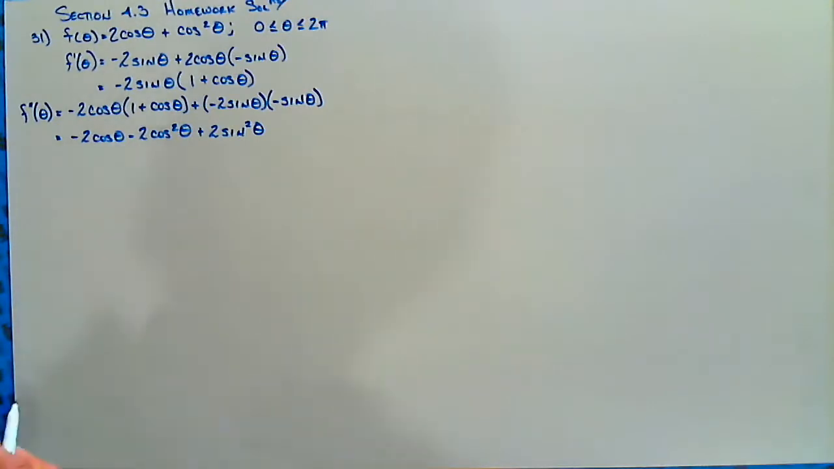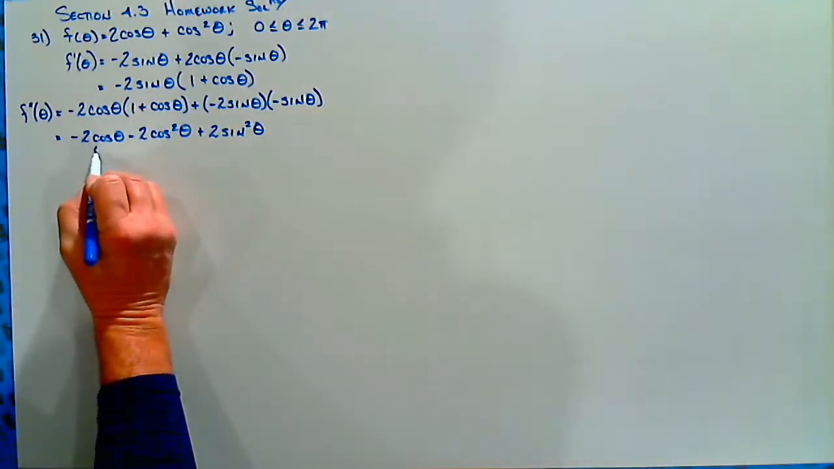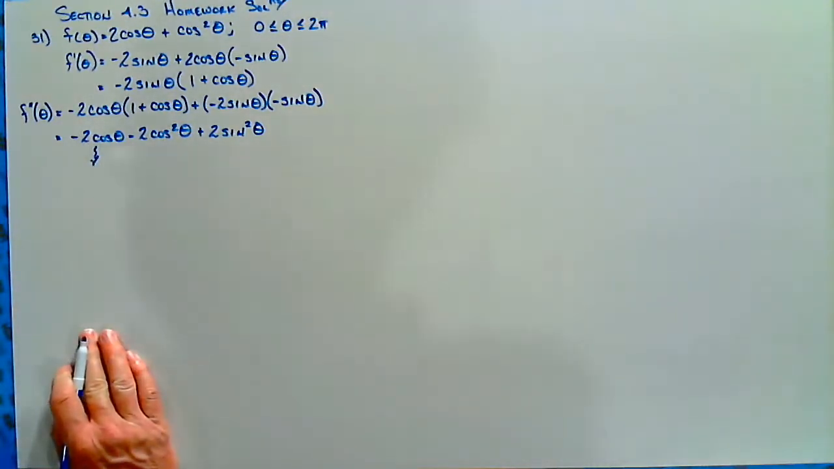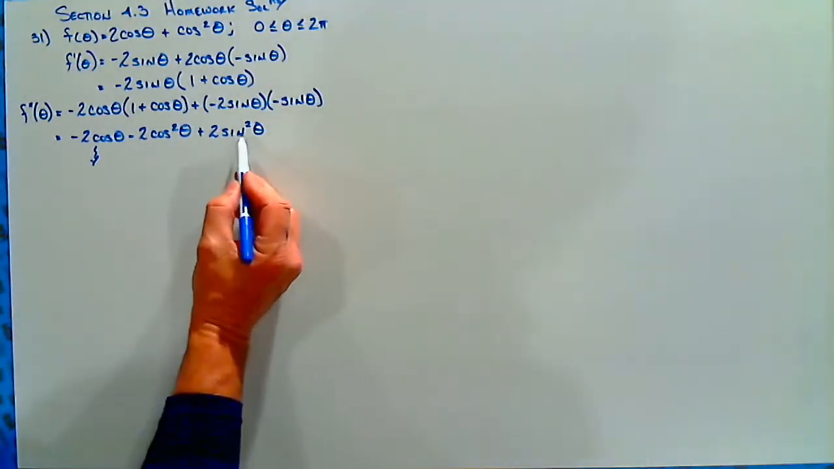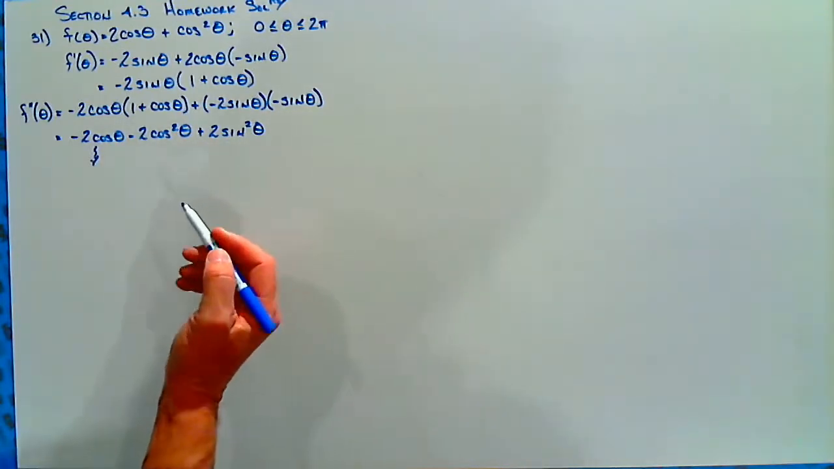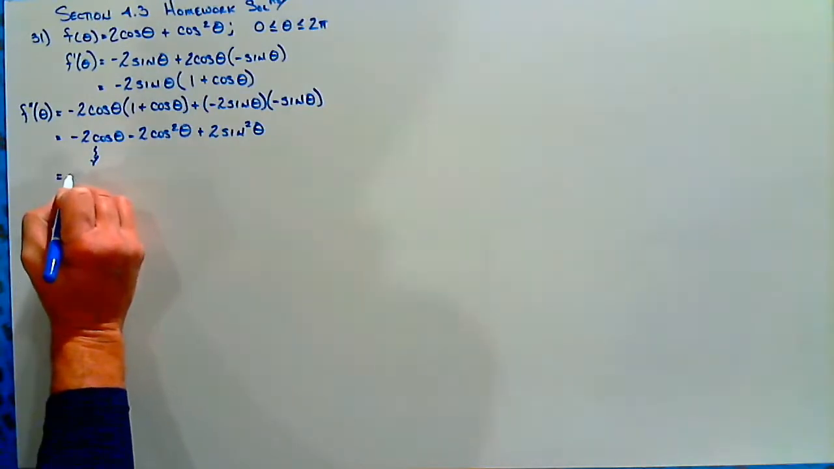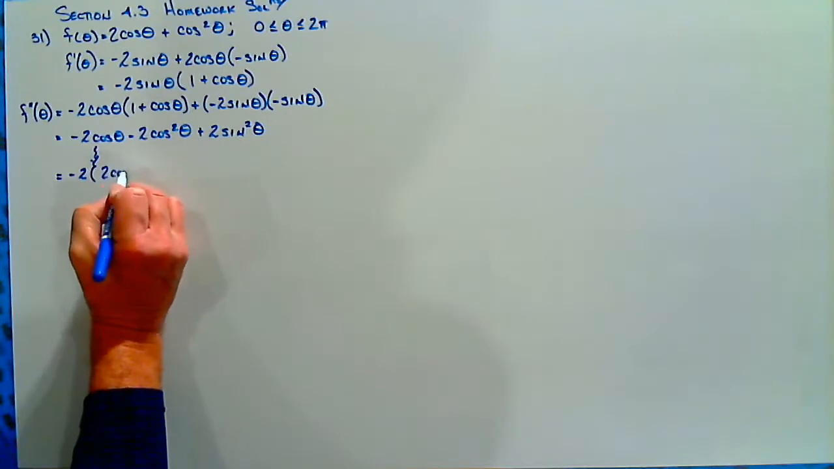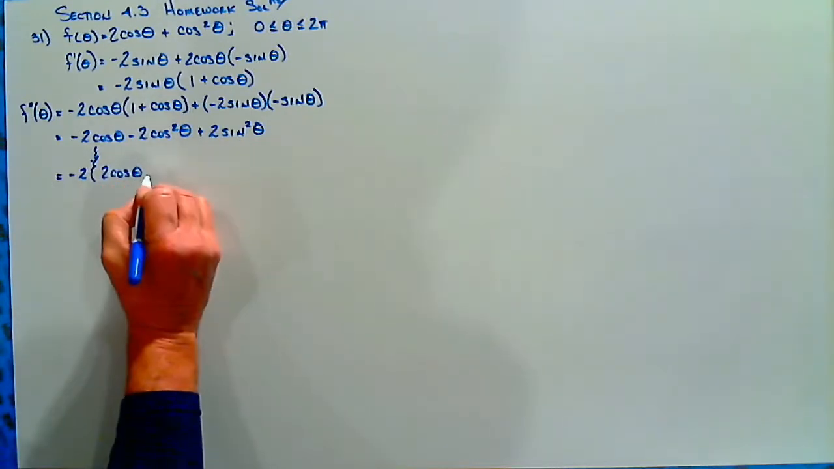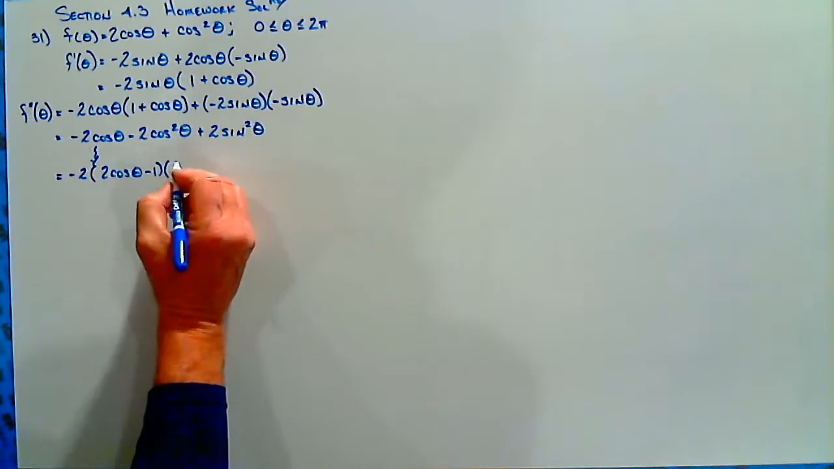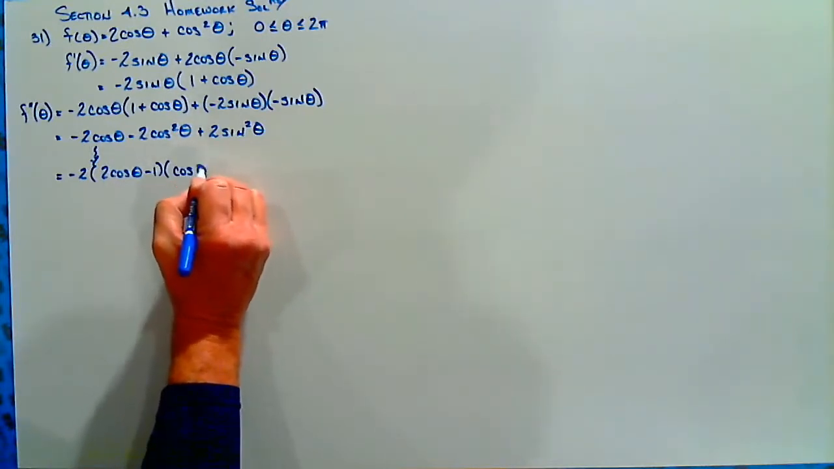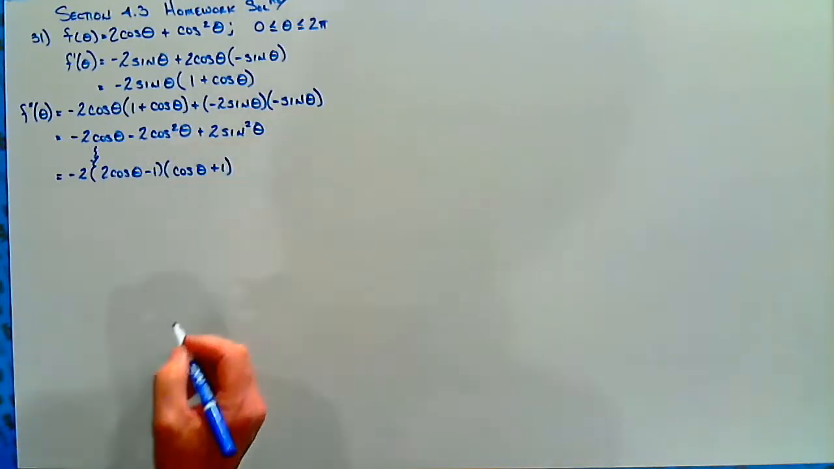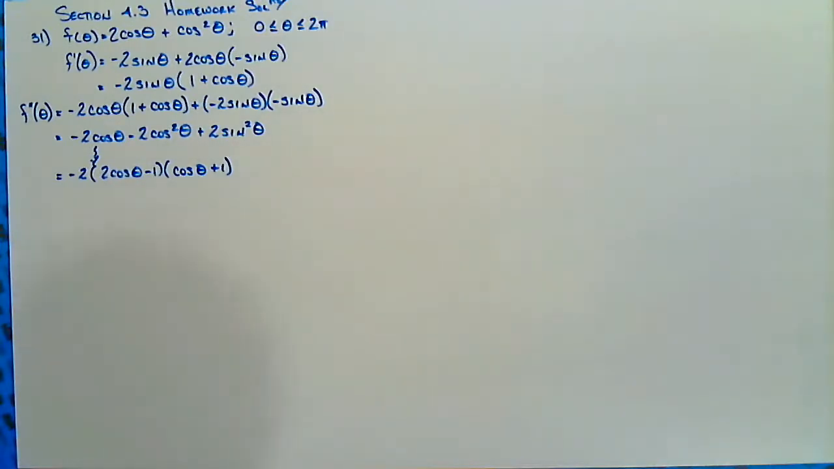So from here, I'm just going to put a squiggly line and tell you, if you would have replaced this with cosines, 1 minus cosine squared, distributed and factored, you would end up with a second derivative that is minus 2 times 2 cosine theta minus 1 times cosine theta plus 1. All right? So that's our first derivative, and that's our second derivative.